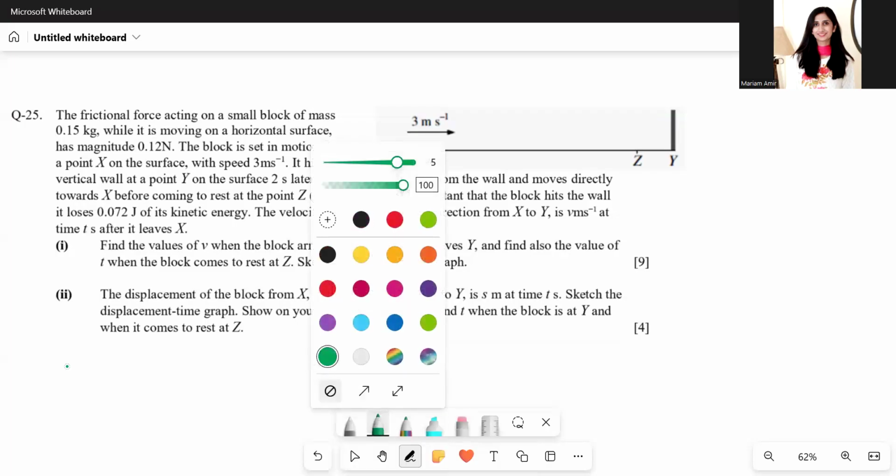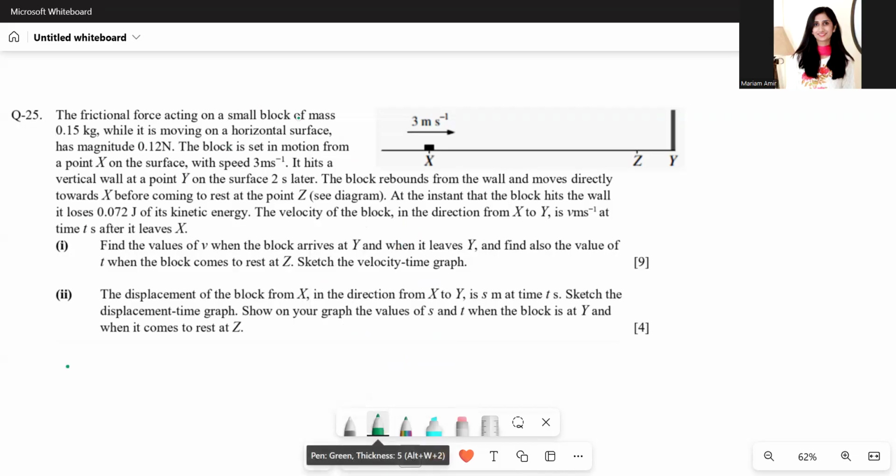Question 25. The frictional force acting on a small block of mass 0.15 kg while it is moving on a horizontal surface has magnitude of 0.12 newtons. The block is set in motion from the point X on the surface with speed 3. It hits a vertical wall at Y on the surface 2 seconds later. The block rebounds from the wall and moves directly towards X, coming to rest at point Z.